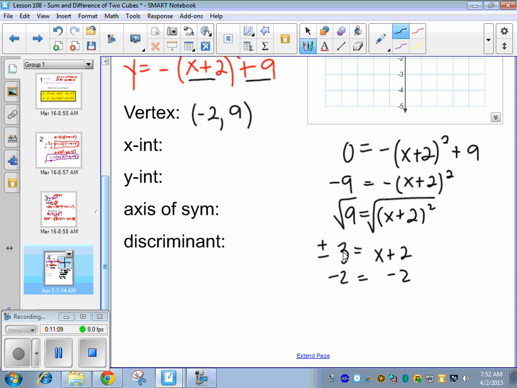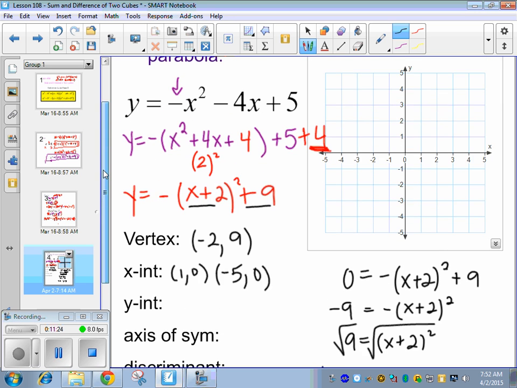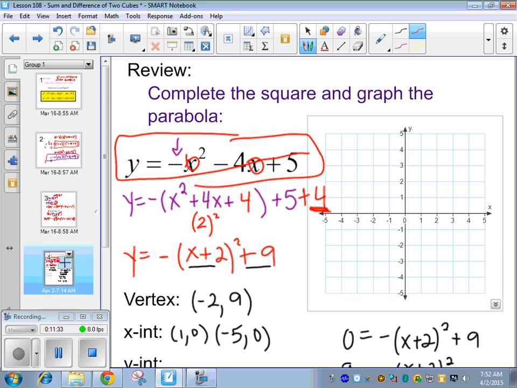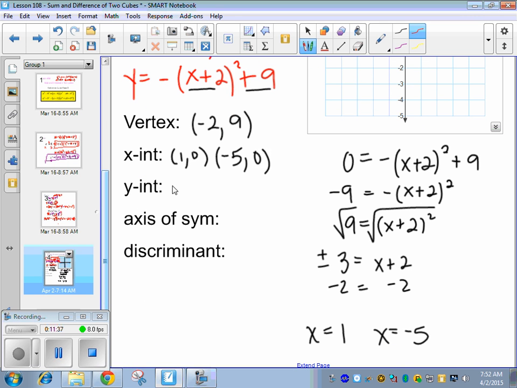So my x-intercepts are +3 minus 2. What's +3 minus 2? 1. And the other one is -3 minus 2. So we get 1, 0, -5, 0. For the y-intercept, the easiest thing is to go back to the original equation, this one right here, and plug in 0 for x. What do we get for the y-intercept? 5. All right? So when we plug in 0 for x in the original equation, we get 5.